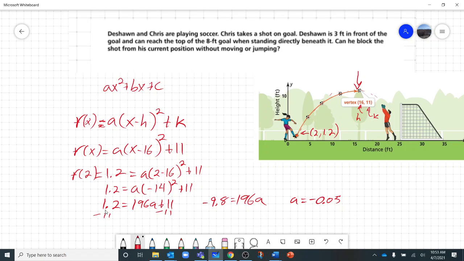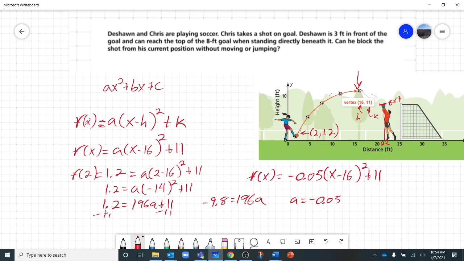So our equation for this then is f of x is equal to negative 0.05 times (x minus 16) squared plus 11. And we want to know if he's going to be able to catch it. We know that right here is 8 feet. And so if the ball is above 8 feet at our x value right here, which is 3 feet in front of the goal, so 22, if it's above 8 feet, he's not going to catch it. If it's below 8 feet, then he'll get it, right? Or if it's 8 feet or below.